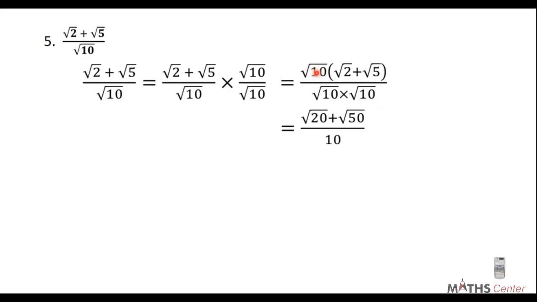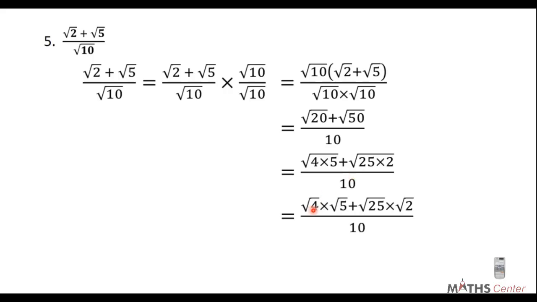So square root of 10 times square root of 2 will give us square root of 20 plus square root of 10 times square root of 5 will give us square root of 50. Square root of 10 times square root of 10 will give us 10. Now, square root of 20 and square root of 50 are not in their simplest form, so you have to reduce them to the simplest form. In doing that, you have square root of 4 times 5 plus square root of 25 times 2.